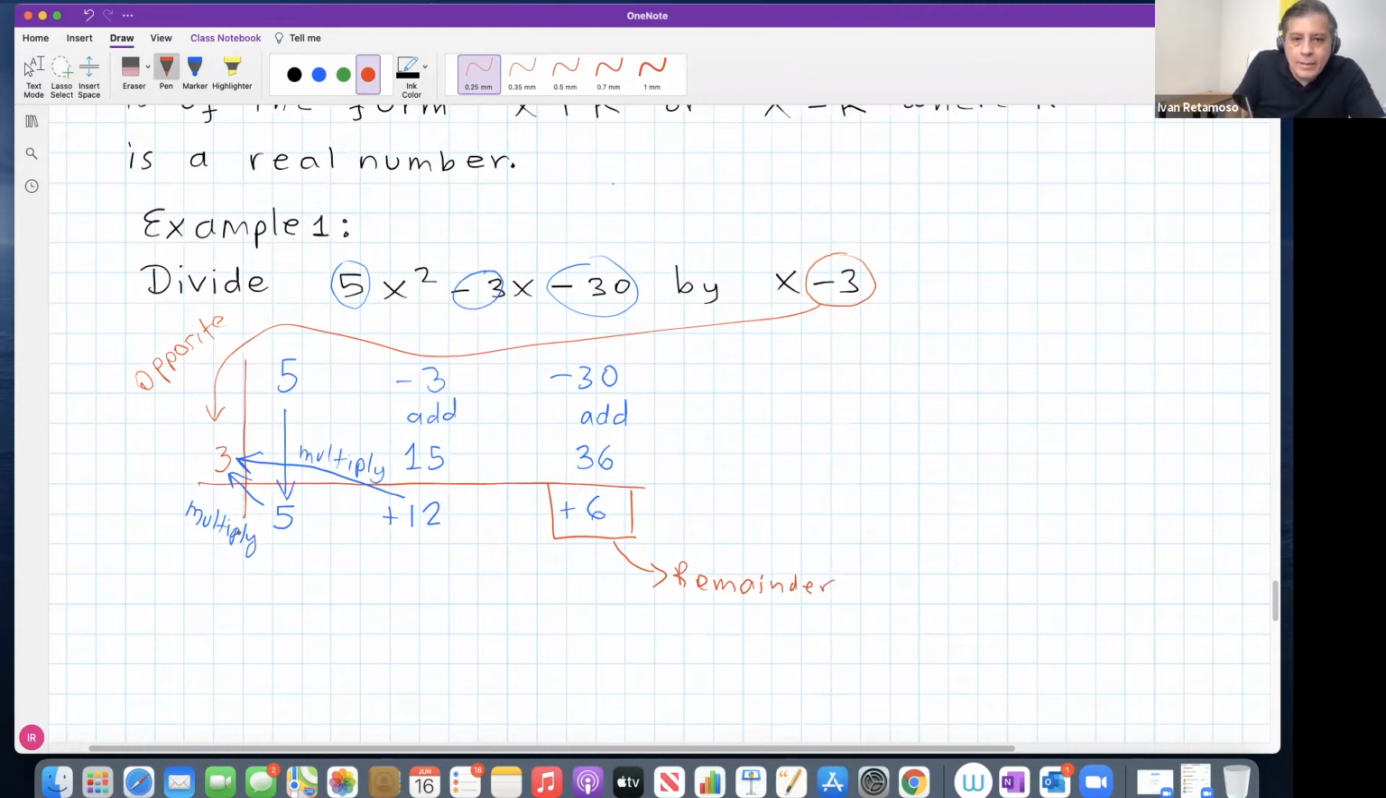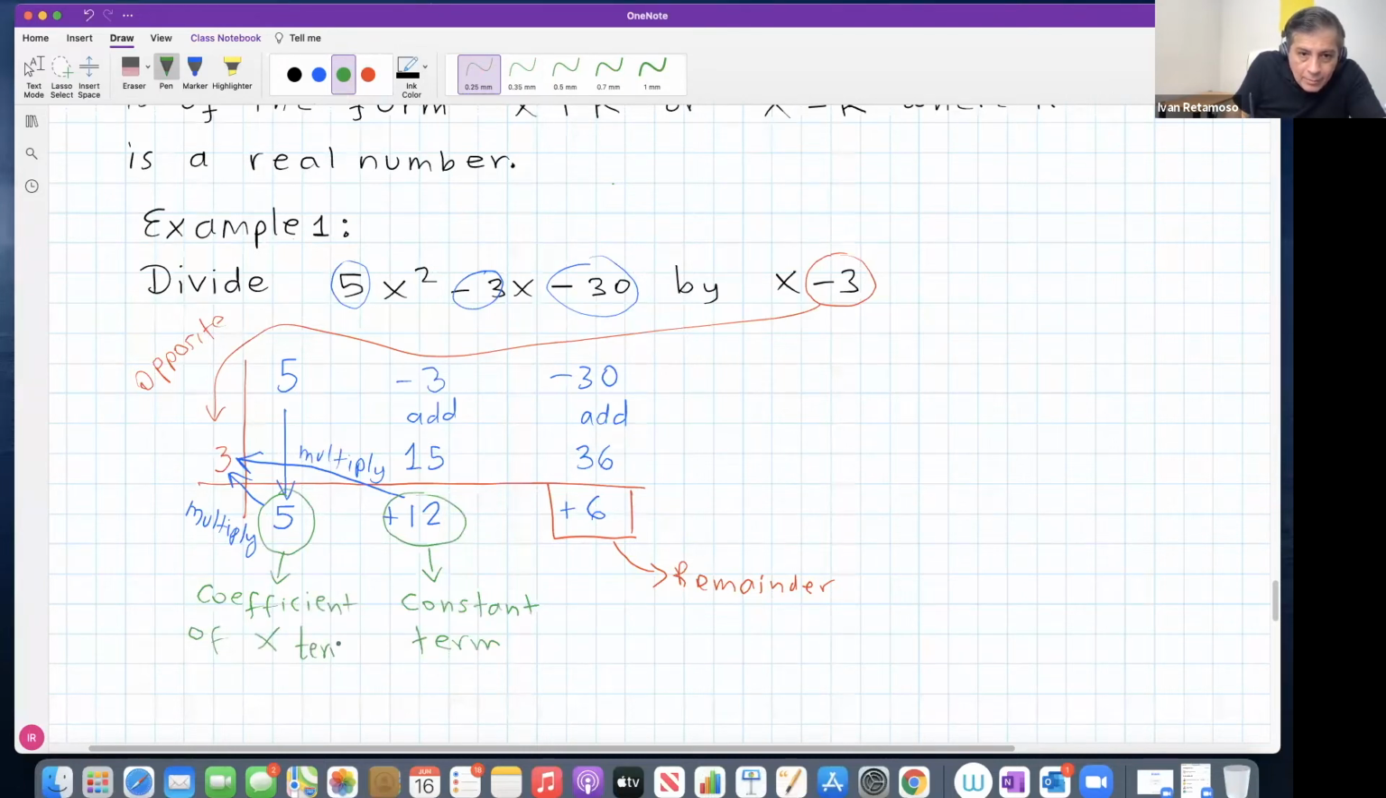And this is going to be your quotient, okay? The quotient, professor, but I don't see any variables. Well, turns out this guy is going to be the constant term of your quotient, the last term of your quotient. And this guy will be the coefficient of your x term, right?